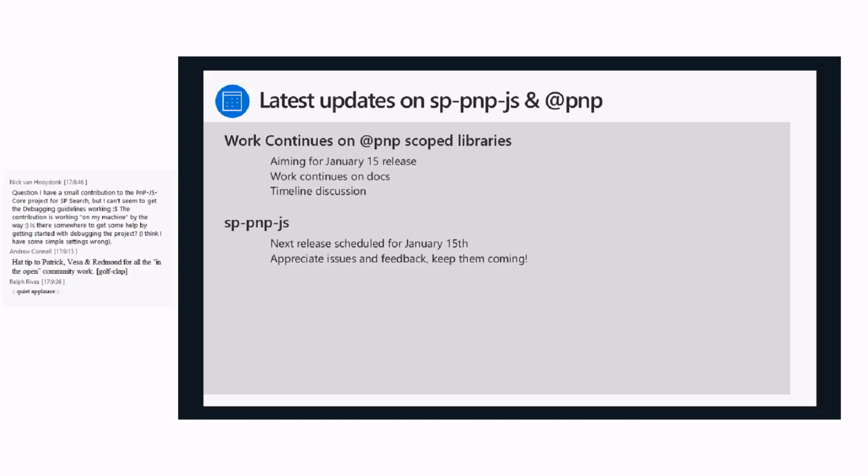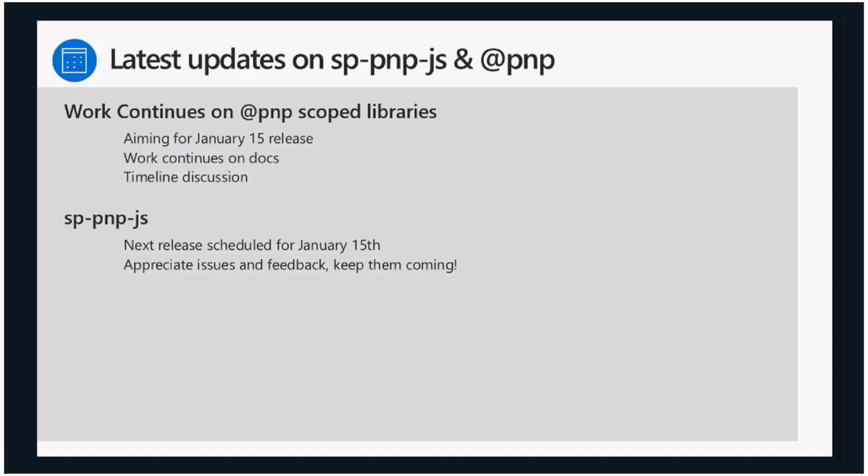I did want to mention there was some talk on the last call around timelines, and I want to talk about that again briefly, just to hopefully avoid any confusion. When we release the new @PNP scoped libraries, we are going to give a timeline on SPP&P.js of 6 months, where we'll continue to support that. And then after those 6 months, our work is going to shift over to just the @PNP scoped libraries, meaning the new features and things we add are going to go there.